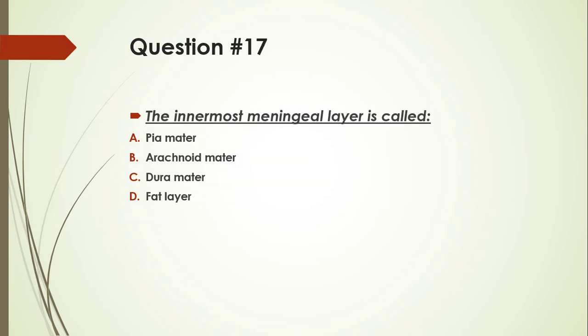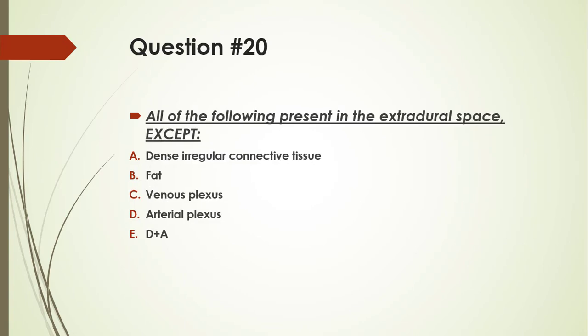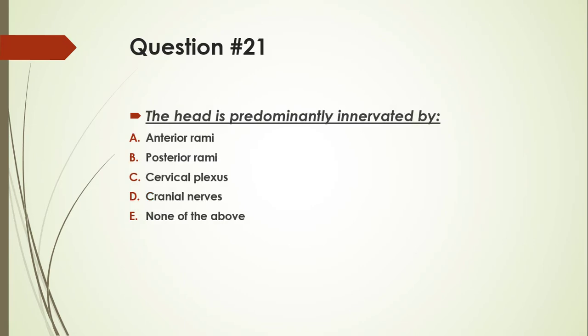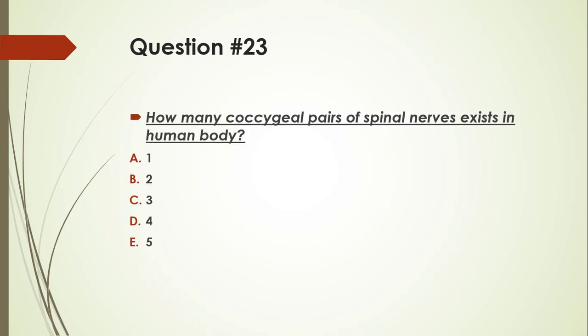The innermost meningeal layer is called. The outermost meningeal layer is called. CSF is contained in which space? All of the following are present in the extradural space except. The head is predominantly innervated by. How many pairs of spinal nerves in the human body? How many coccygeal pairs of spinal nerves exist in the human body?